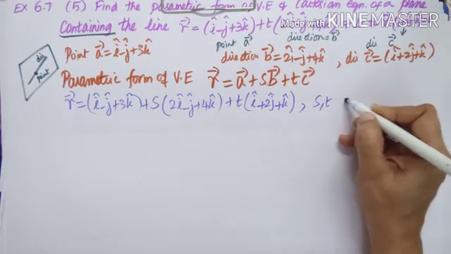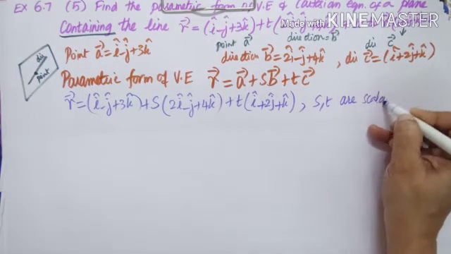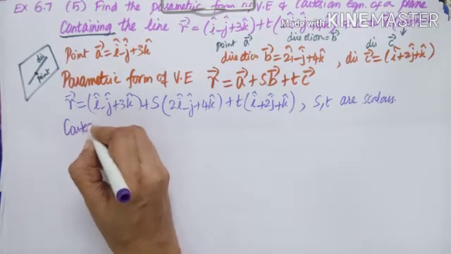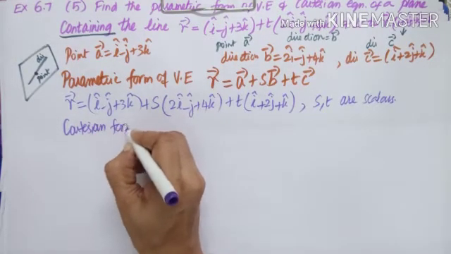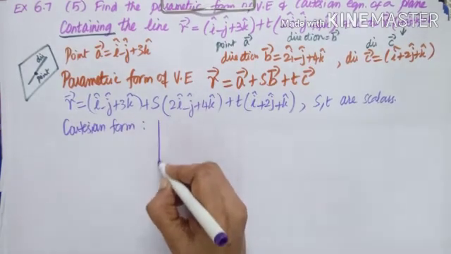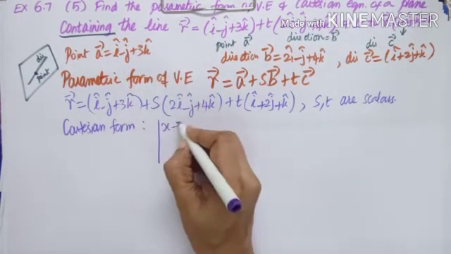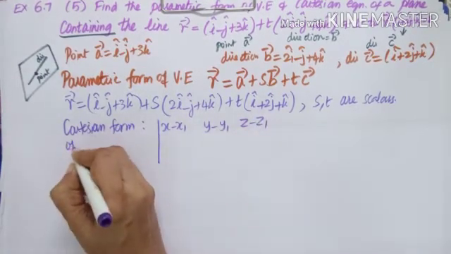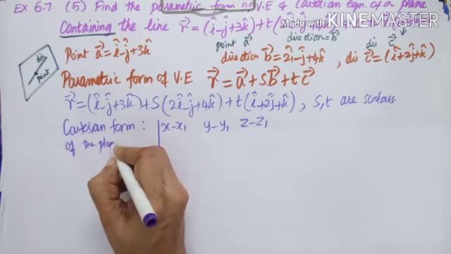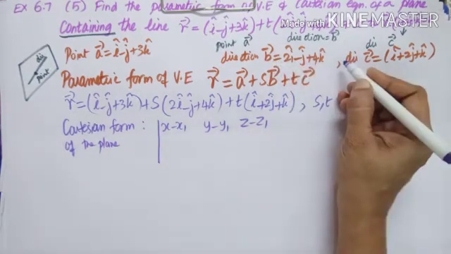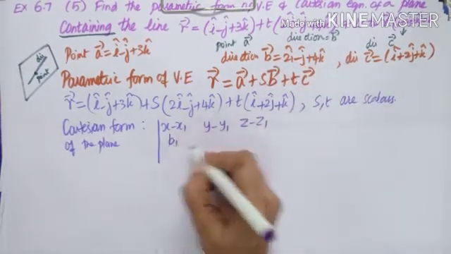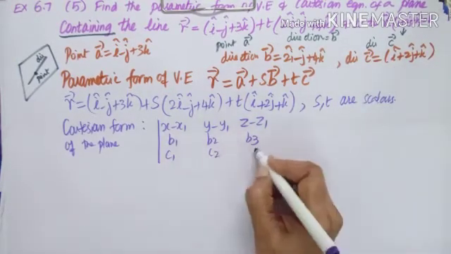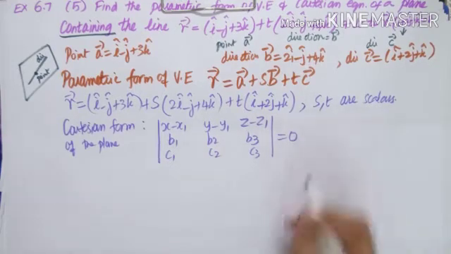Where S, T are scalars. Now we go on to the Cartesian form. Cartesian form is, remember, it is having a single point, x minus x1, y minus y1, z minus z1. Second row, I have to write the directions. It is B vector, so I will write B1, B2, B3. The next direction is C vector, C1, C2, C3 equals to 0.